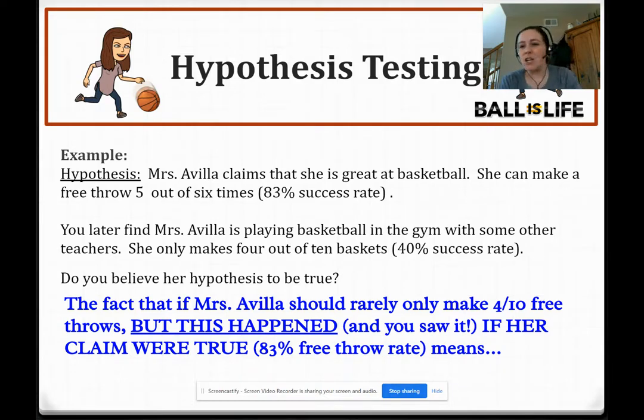Seeing something that should have been unlikely to occur, given the claim is true, probably starts to put some doubt in your head about the claim to begin with. For instance, in this case, seeing me only make 40% of my free throws probably makes you start to doubt my claim of an 83% success rate. Probably my claim was false to begin with. That's hypothesis testing.